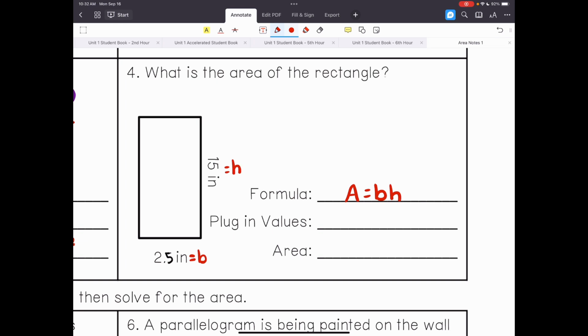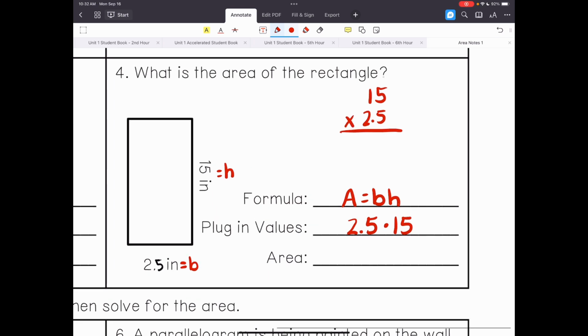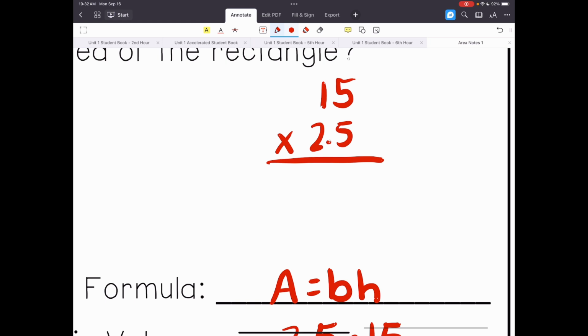And that's okay because multiplication has the commutative property, so we can flip-flop our multiplication. It says I can change the multiplication factors and still get the same answer. So regardless of whether I label 2.5 as the base or 15 as the base, we'll still get the correct answer. So let's go ahead and plug in those values. Area is going to be 2.5 times 15. They both have 2 digits in them, so it doesn't matter which one goes on top, which one goes on bottom. We're going to set it up as 2 by 2 digit multiplication. And let's go ahead and do it.